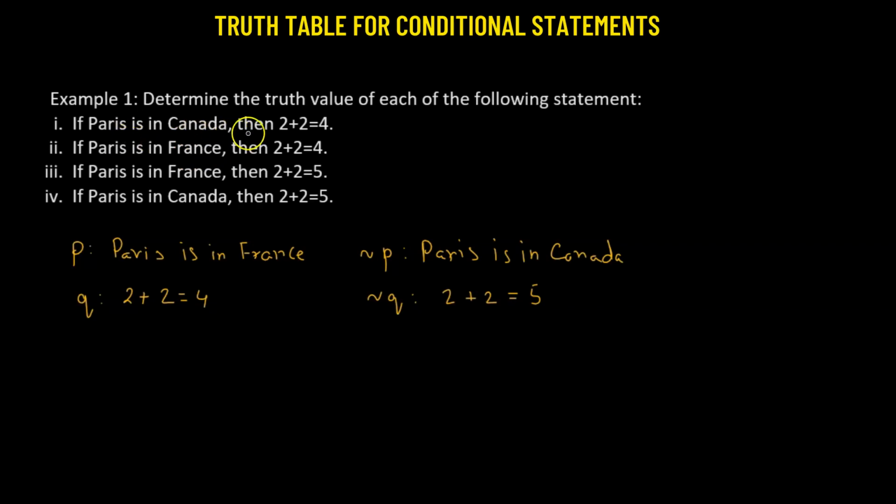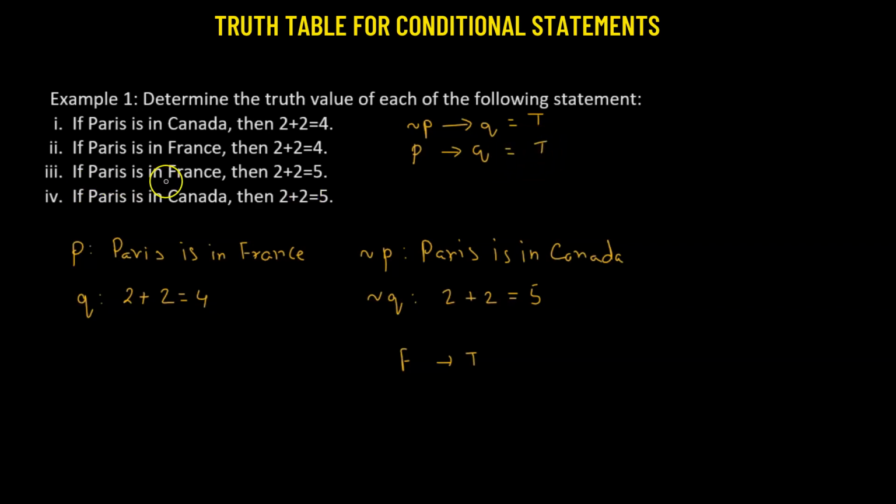If Paris is in Canada, then 2 plus 2 equals 4. Paris is in Canada means not P. If not P, then Q. So we have a false statement going towards a true statement. So this has a truth value of T. Second statement, if Paris is in France, which is a true statement P, then we have 2 plus 2 equals 4, which is a true statement Q. So from true going towards true, that gives us a true statement T.